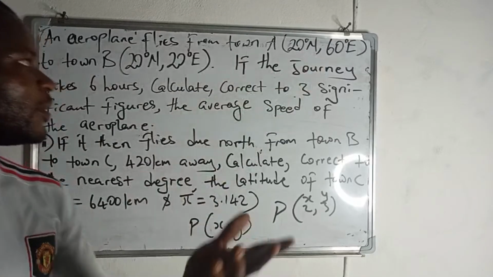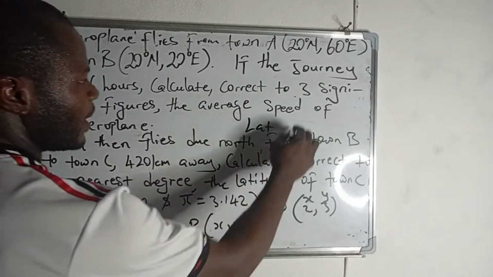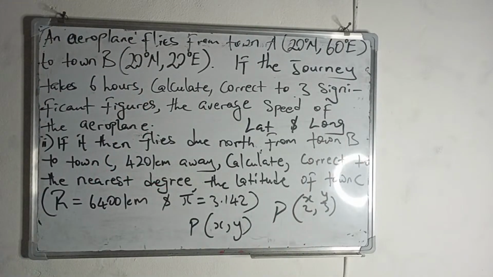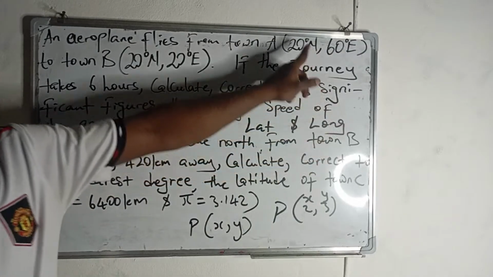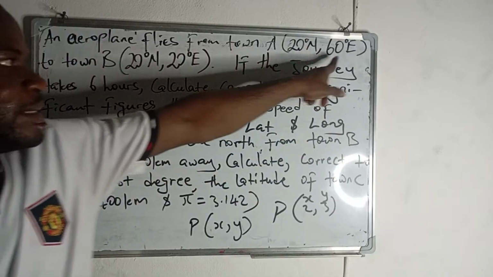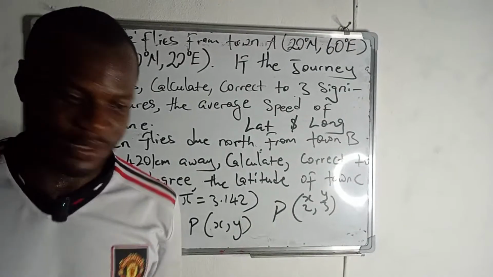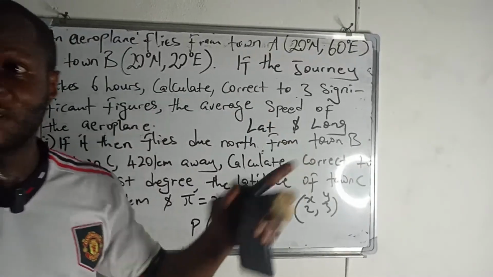In latitude and longitude, lat and long, which one do you think will come first? Of course, alphabetically, lat comes first before long. So this first one is telling us this is the latitude angle and this is the longitude angle. So here, we're going to draw. Remember, just like bearing and distance, the drawing matters a lot.